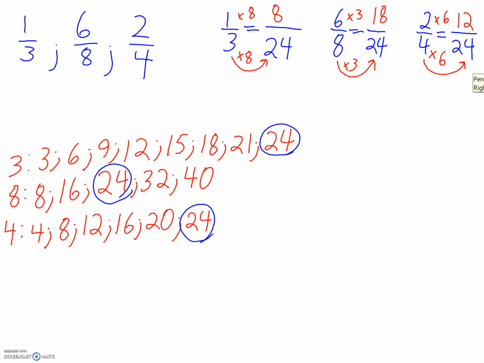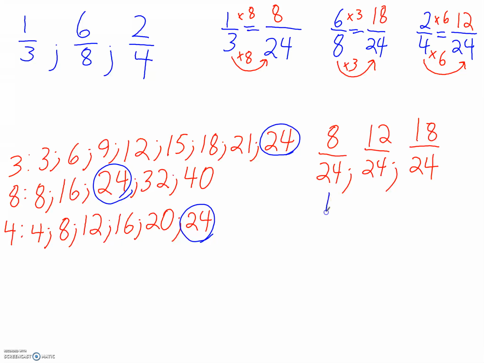So I look up here, I say, all right, 8 is the least out of the numerators, so that's going to come first on my list, 8 24ths. Then I look, 12 is next, 12 24ths. And then last we have 18 24ths, just by looking at those numerators, and we can prove it. It's so easy for us to prove now. But we have to now go back to our original fractions, and now we have to put them in order.